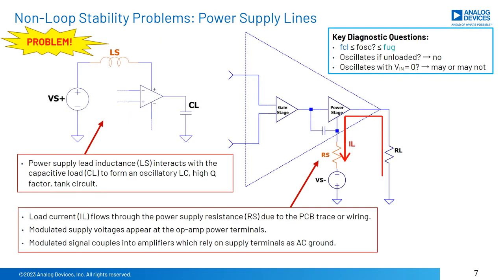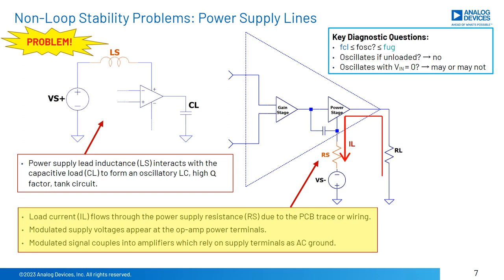Supply line connections can cause op-amp stability problems too. For op-amps driving capacitive loads, power supply lead inductance can interact with the capacitive load and form an LC tank circuit, creating oscillations. If there is excessive series resistance, RS, in the power supply lead, load currents can flow through it and cause a modulated signal to feed into the power supply pin.